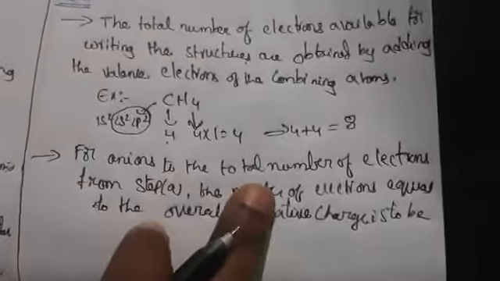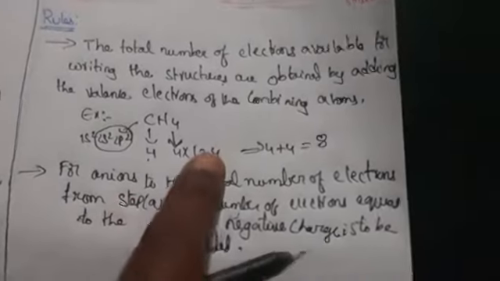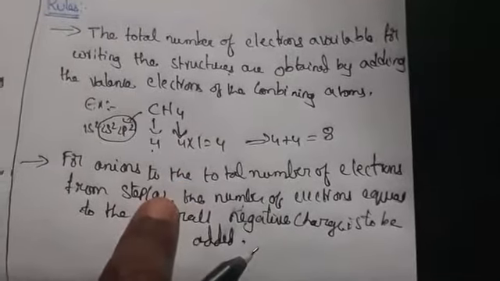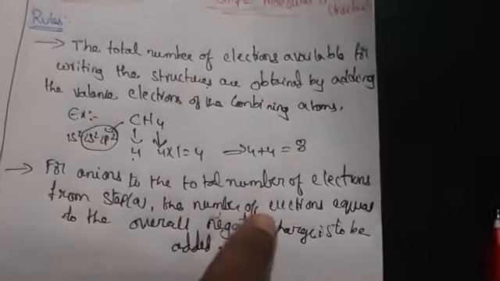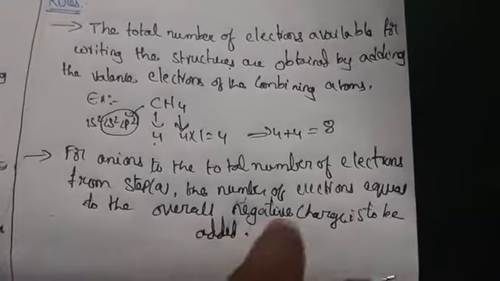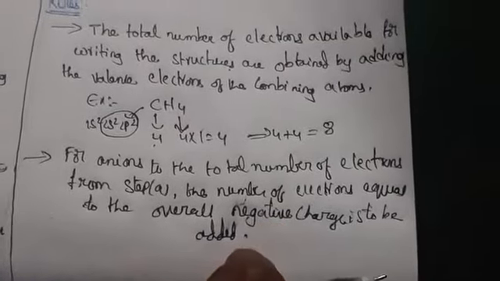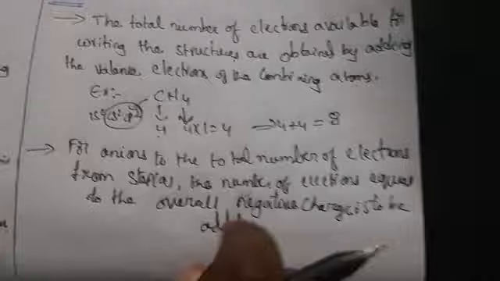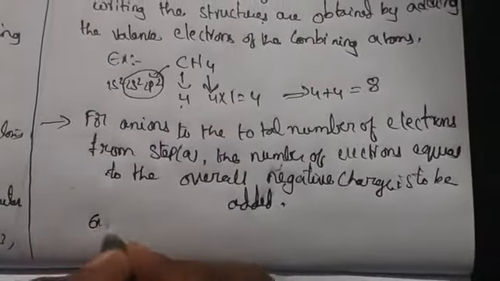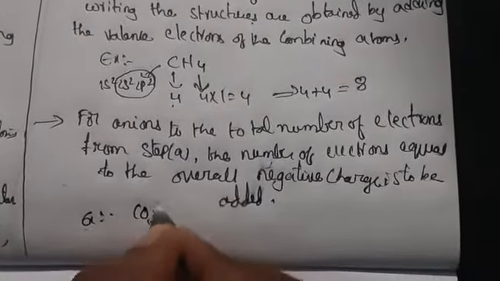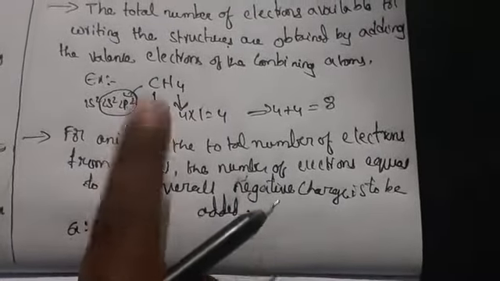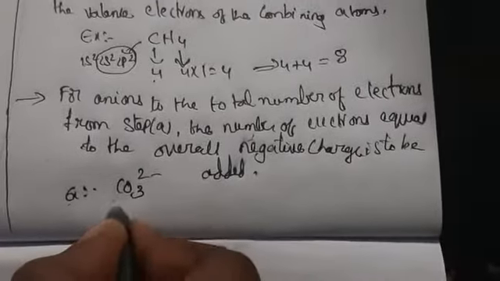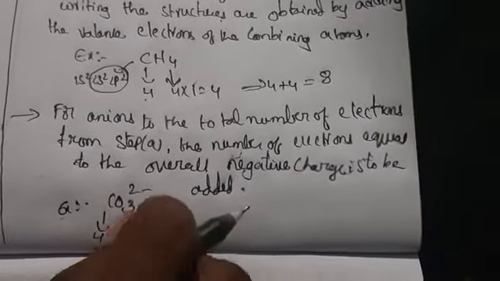Observe clearly here. For anions, we take the total number of electrons from step A. Then the number of electrons equal to the overall negative charge is to be added. Let us take an example here: CO3 2 minus. What is the valence electron count from step A? We got 4. So the valence electrons for carbon is 4.